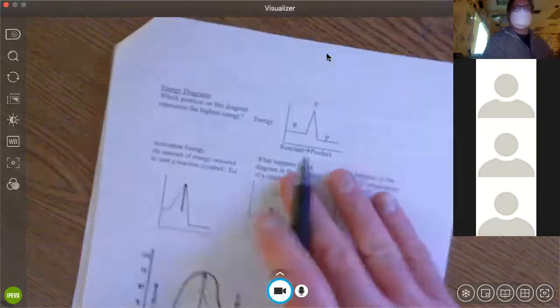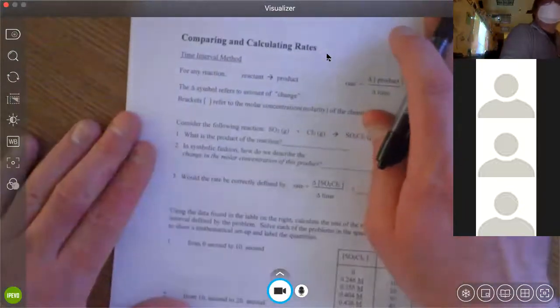This is another set of notes that we're going to do tomorrow, I think. So we want to go to page 4. So this is the time interval method.